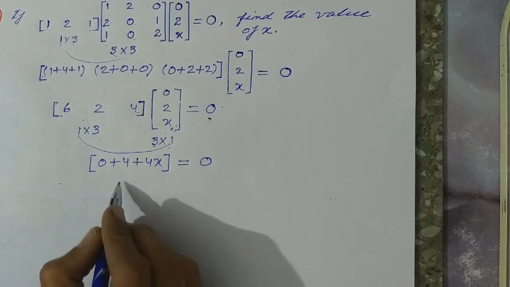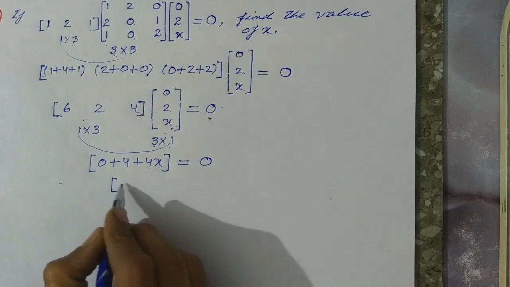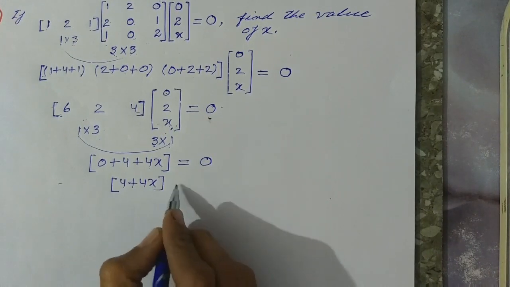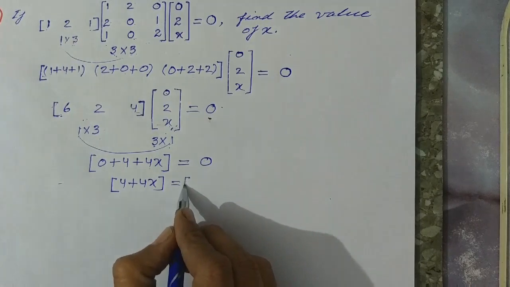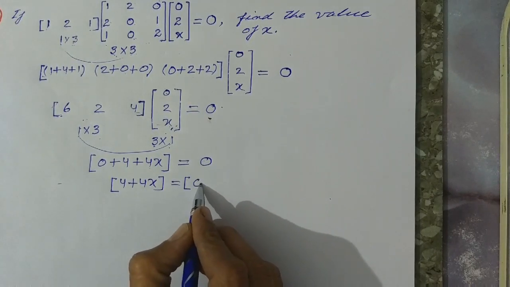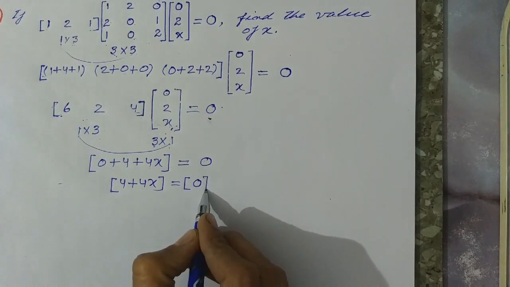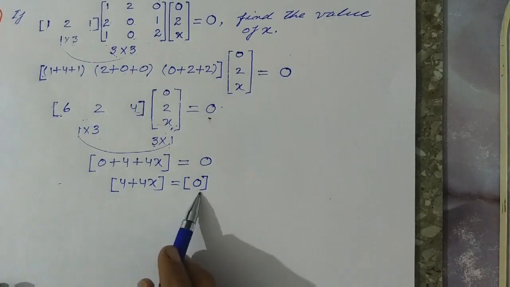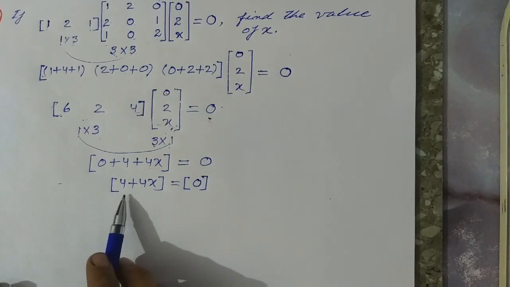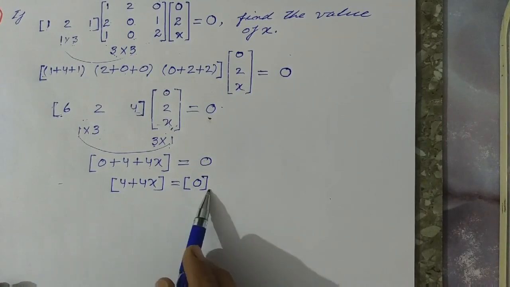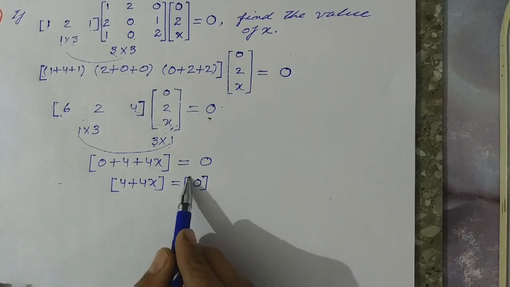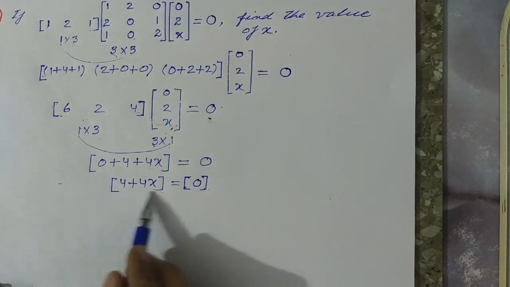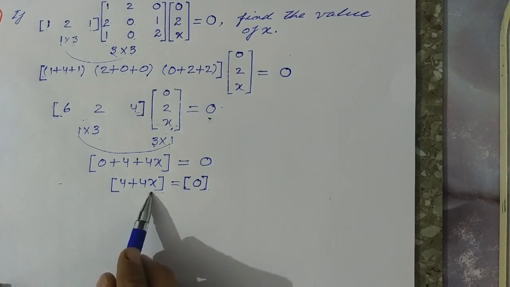So simplifying, we get 4 plus 4x is equal to a null matrix, and a null matrix is the matrix whose every element is 0, because two matrices cannot be equal unless their order is the same. So we have to take a one by one null matrix on the right hand side in place of O, because we get a one by one matrix on the left.